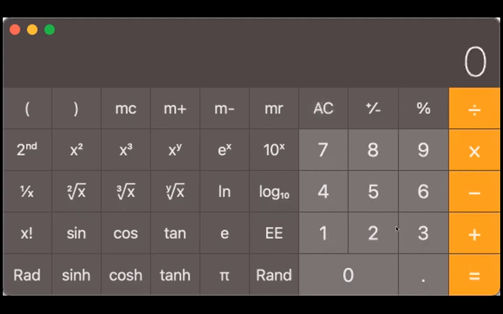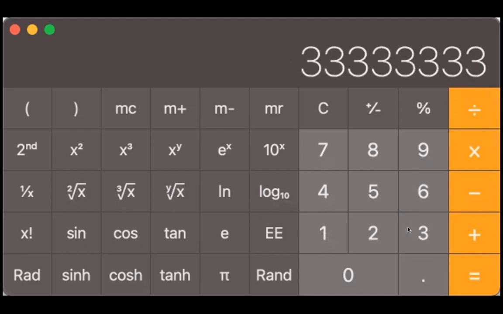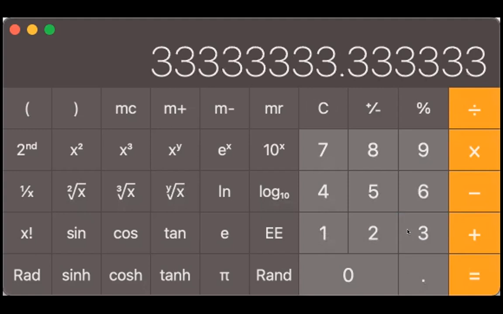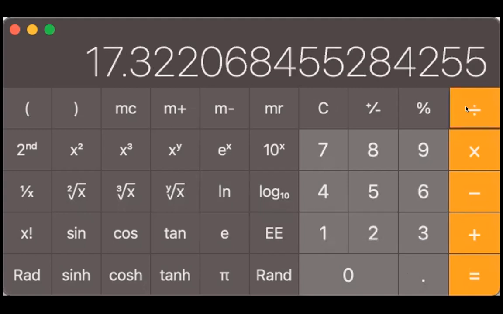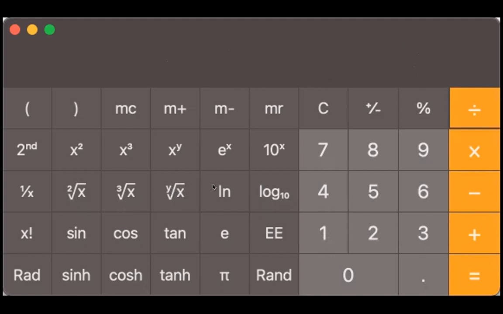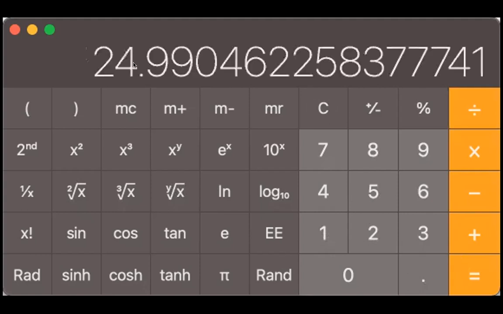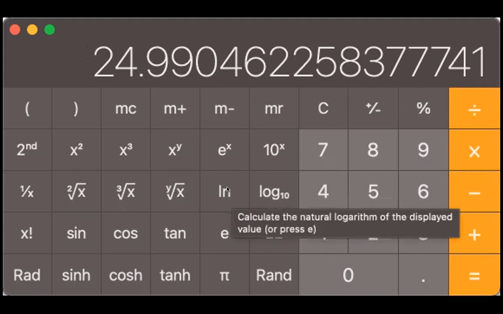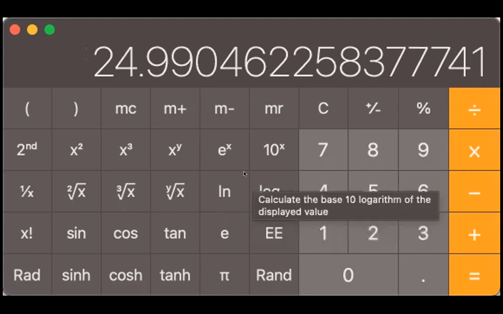We'll clear that and I'll do the same thing. 33,333,333 and 3 repeating. You can do that with the natural log, divide that by 2, the natural log, and then we get, again, the exact same number. So that's how you use the change of base formula, because we don't have log base 2 in our calculator.